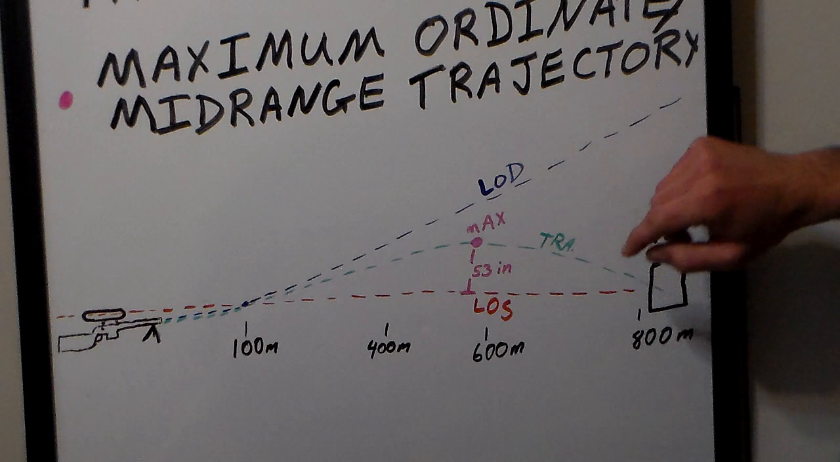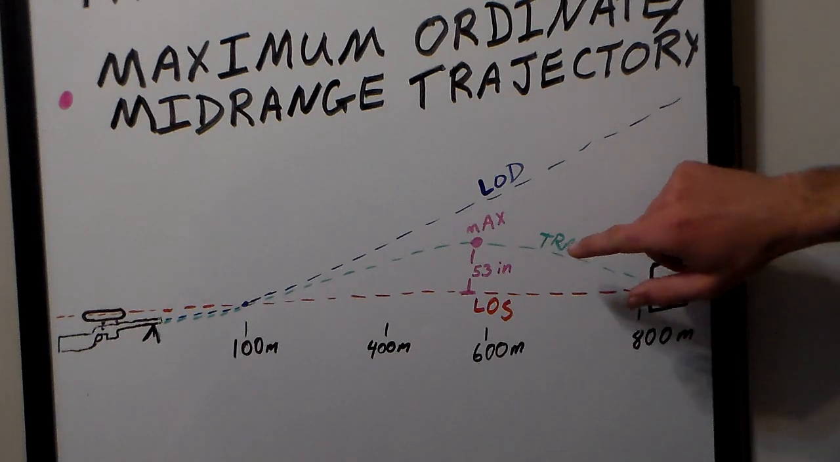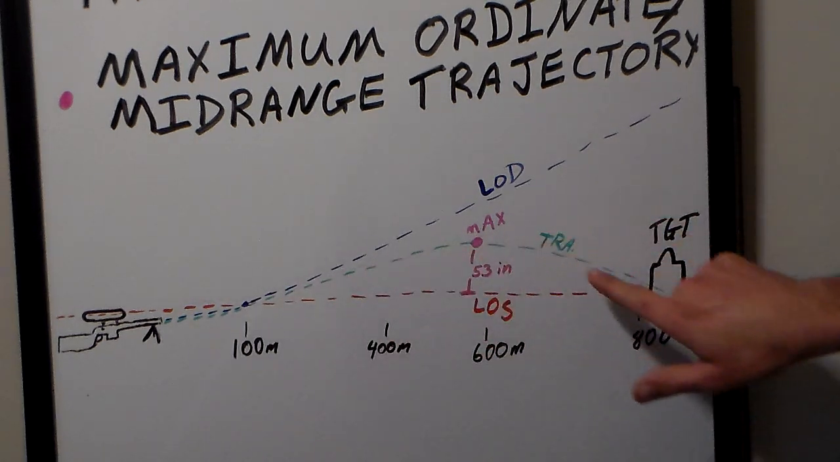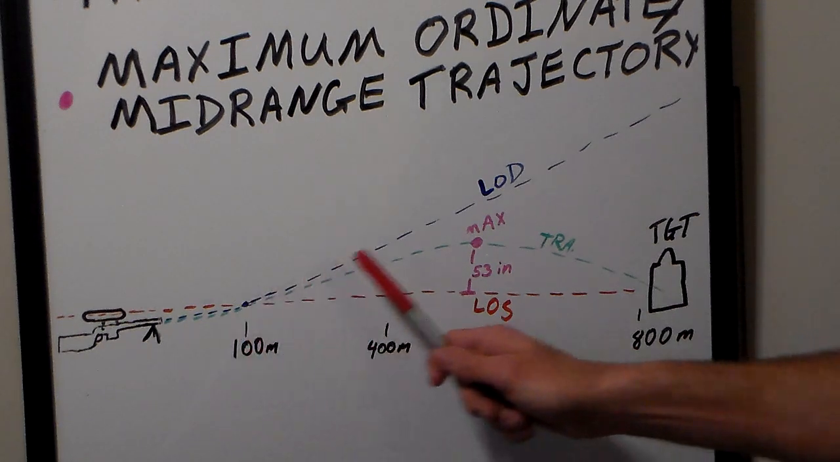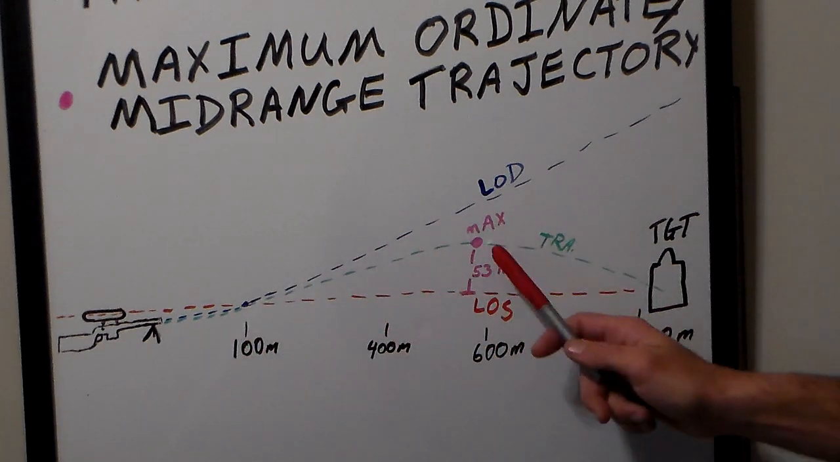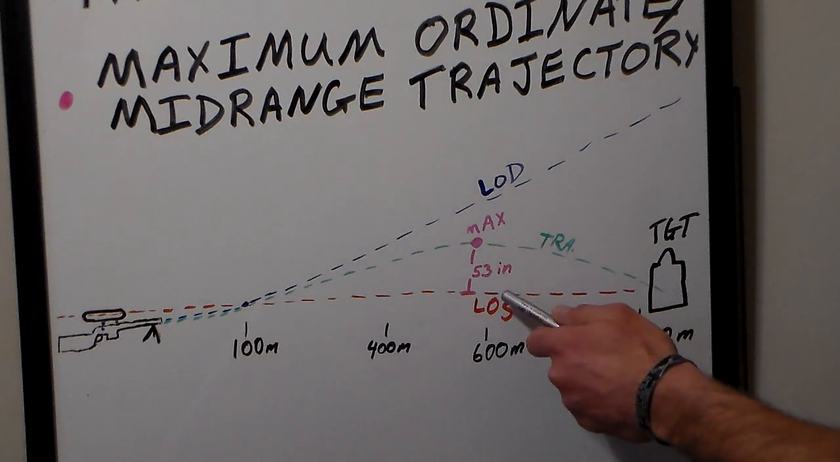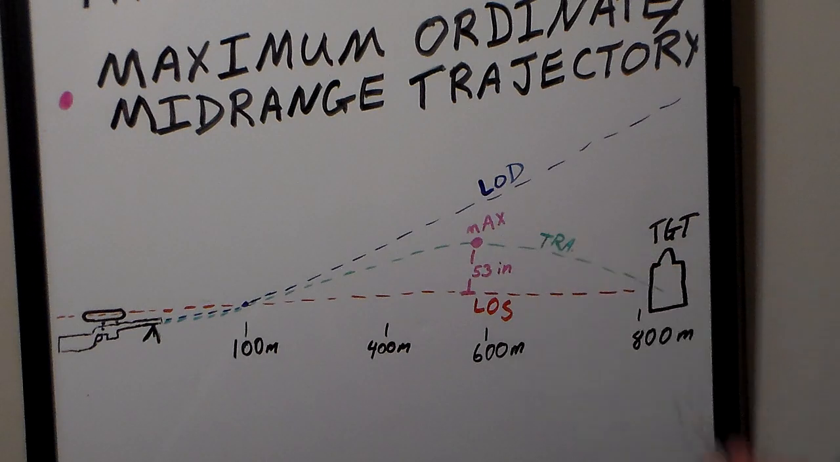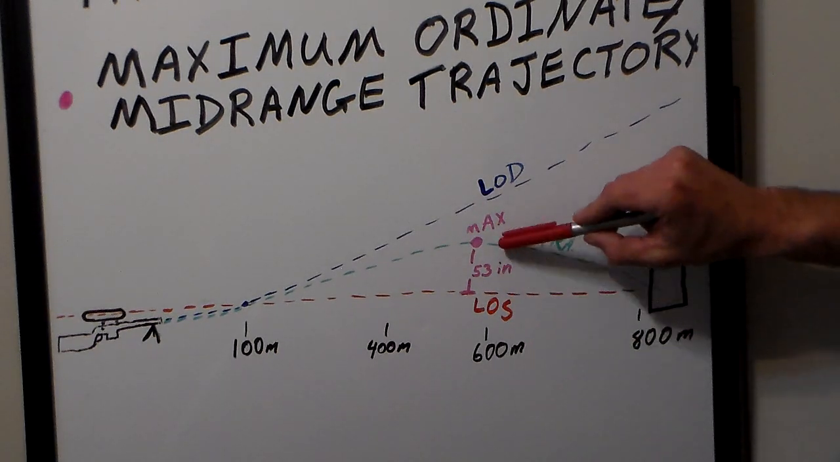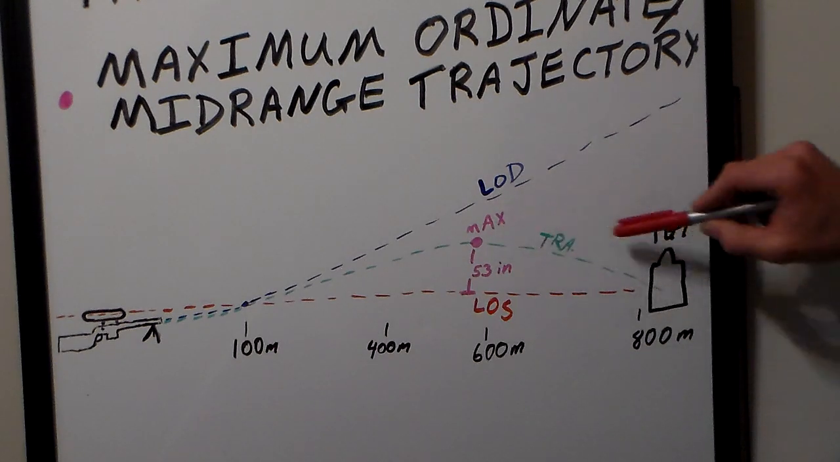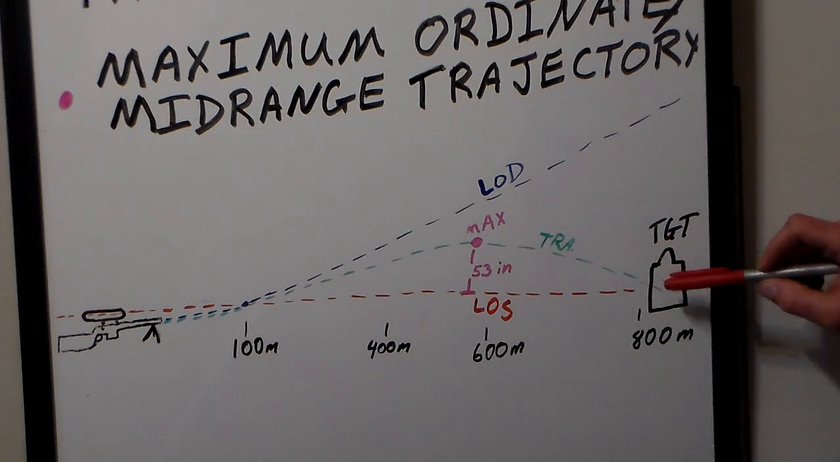You also need to know your maximum ordinate, which is going to be the highest point on this arc. Okay, so right here, just theoretically, let's say from your line of sight, your straight line, that bullet's going to go up 53 inches above this line of sight here. Say that's as high as that bullet's going to go to get to your 800 meters.